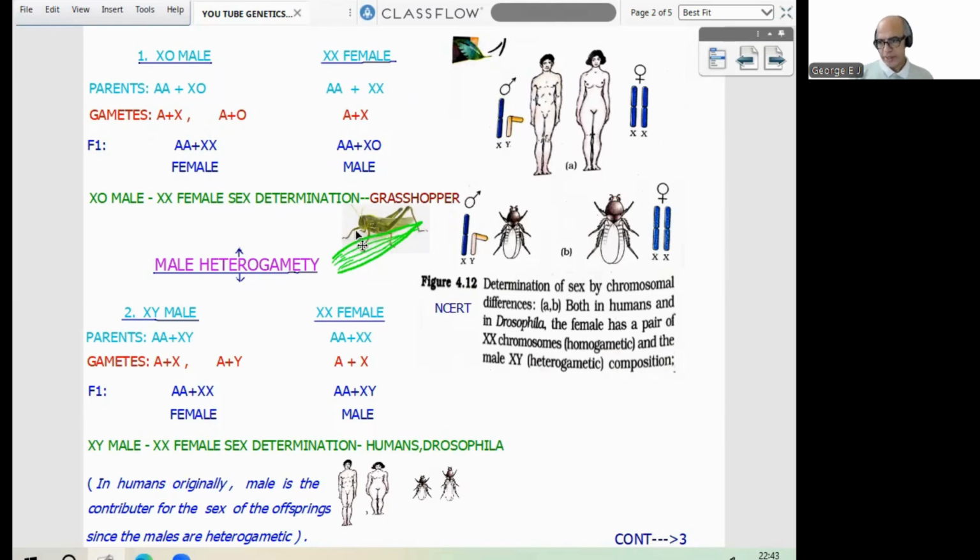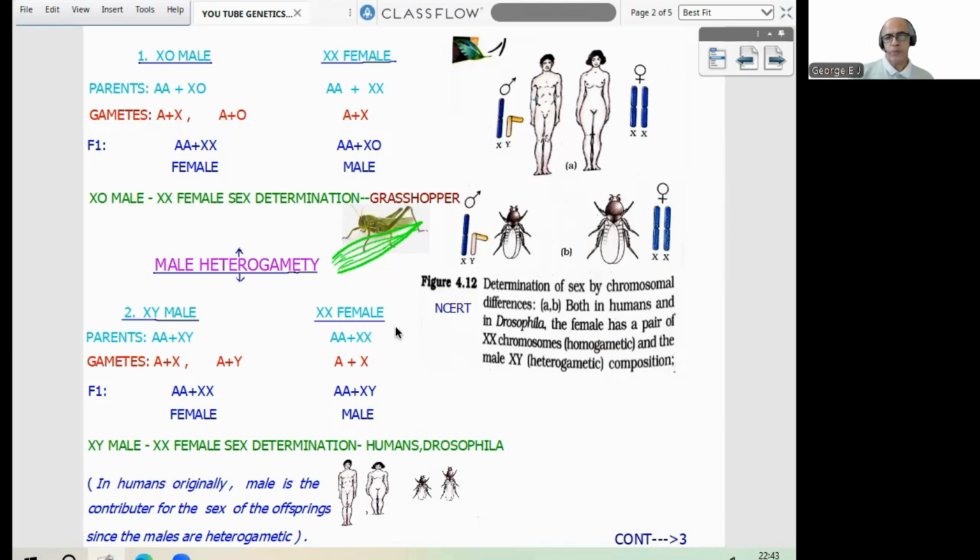I think the first idea is clear. Now the second type of male heterogamety is XY male, XX female. As usual, parents will be AA + XY and AA + XX. Gametes from the male will be A + X and A + Y. Here the female has only one type of gamete, A + X. So these will be coupled: AA + XX is female, AA + XY is male. This type of sex determination, XY male and XX female, is seen in humans and Drosophila. This is an NCERT diagram. Now, what about human beings?